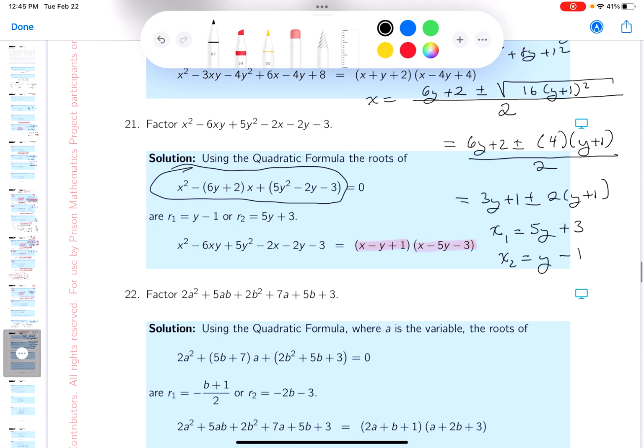And then what do you do? You write down the factorization, which would be x minus the first root, and then x minus the second root. Are we getting the same answer? We sure are. x minus 5y minus 3, x minus y plus 1. It leads to the same thing. Again, your mileage may vary. You decide how you want to do it. But again, we're showing you two different ways: factoring by looking at it, and also using the quadratic formula. They're quite effective either way.